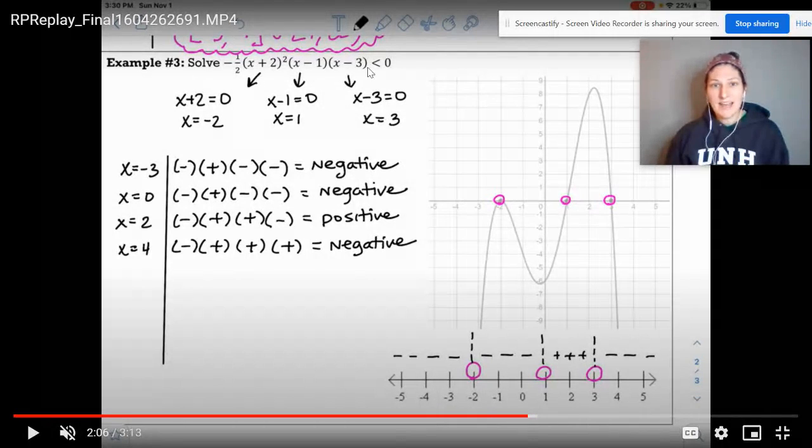This question is asking me, where is it less than 0? If something's asking you, where is it less than 0, it wants to know, where is it negative? So where on the number line did you have negative values? Where on the graph was your graph below the x-axis? And that's how you're going to find your solution.